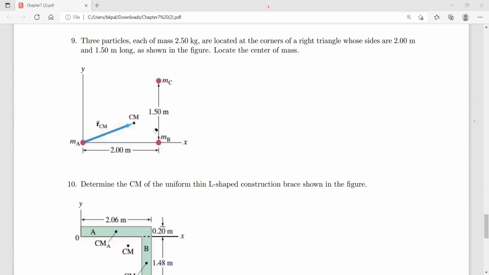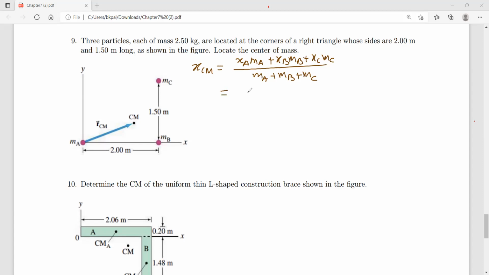So in this problem, it is a two-dimensional problem. Here we have to calculate both the x coordinate and the y coordinate of the center of mass. So how do we do that? It's basically a very similar equation to what we used in the last problem. First let's calculate XCM, and XCM will be XA MA plus XB MB plus XC MC, divided by MA plus MB plus MC. All the masses are 2.5 kilograms.